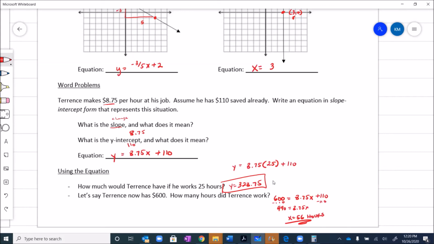Okay. All right. Well, that is writing an equation in slope-intercept form.